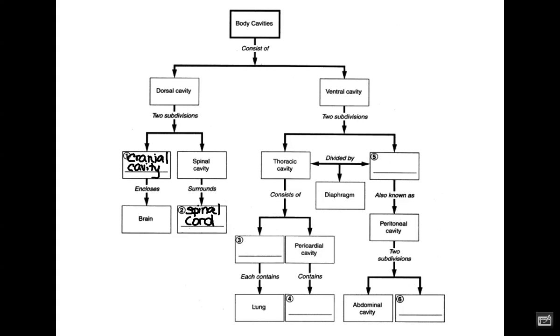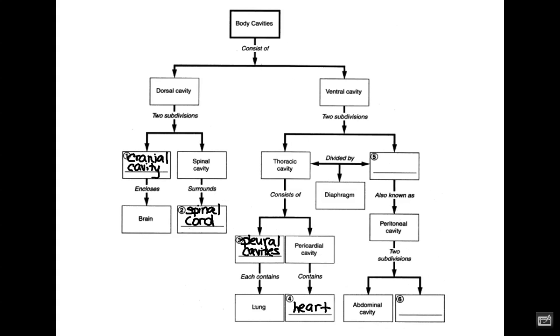Now moving on the ventral side, we have two subdivisions, the thoracic cavity, which consists of the pericardial cavity and the pleural cavities. Remember, there are two of those. Each of the pleural cavities contains a lung, and the pericardial cavity contains the heart.